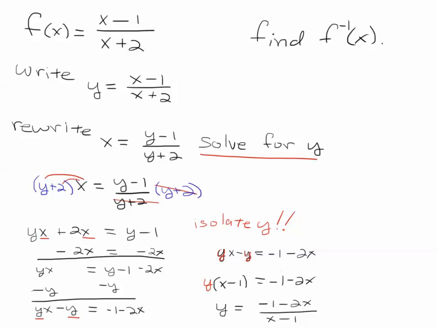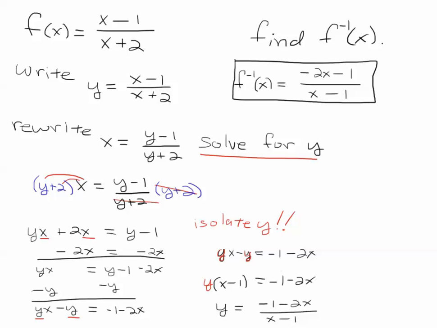And I've isolated y. And that is my inverse function, which I'll write here up at the top, and I'll box it in. So the inverse function, that will undo this function f of x and just isolate the argument x, is given by this rational expression, minus 2x minus 1 over x minus 1.